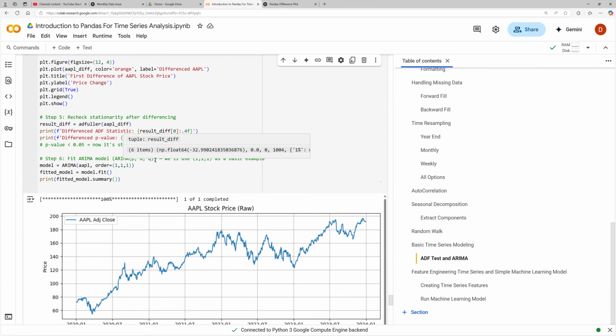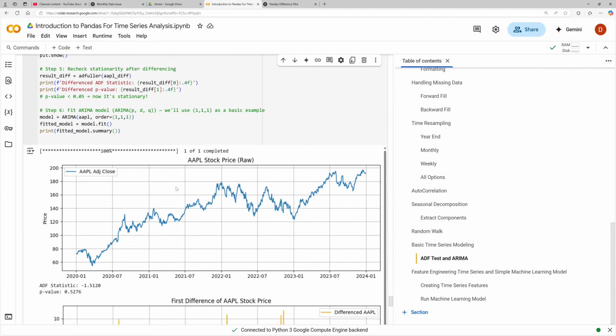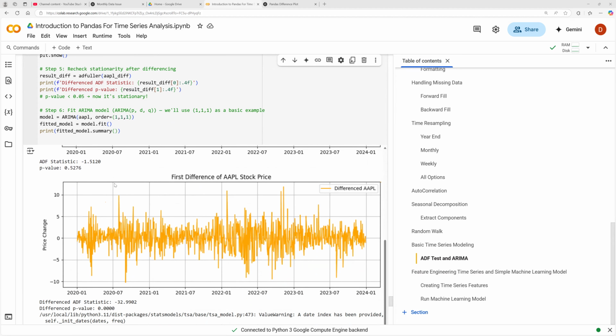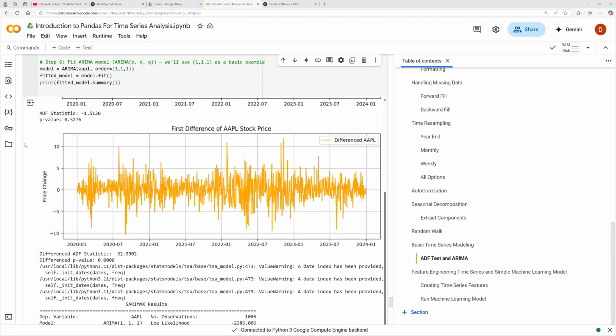But in any case, we see the Apple raw stock price here. It's going up, right? And we see this here, right? It's not stationary. Our stationarity test fails it. Okay. 0.526, it doesn't work out that it's stationary. But then we take the difference and then look at the difference p-value. It is stationary. Okay.